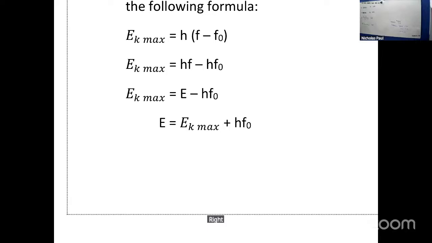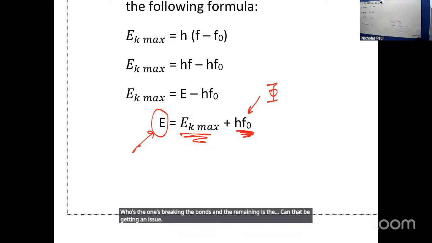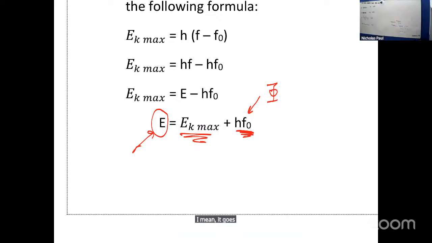The energy supplied by the radiation goes towards breaking the bonds. What do we call that again? What is hf naught? We call it W, the work function. So the energy supplied goes towards breaking the bonds, and the remaining is the kinetic energy. Everybody okay with that? That's the formula that summarizes everything.